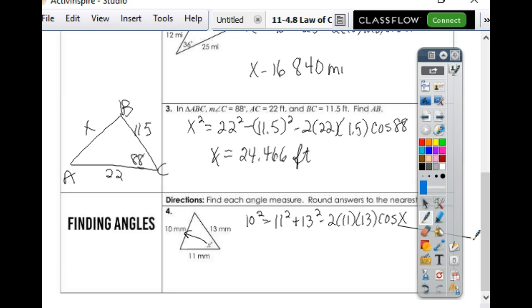So what's different about this one and the one above it? Right, this one I'm looking for an angle. If I'm looking for an angle, which function do I have to use to undo cosine? Cosine, right? I have to find the inverse of the cosine.